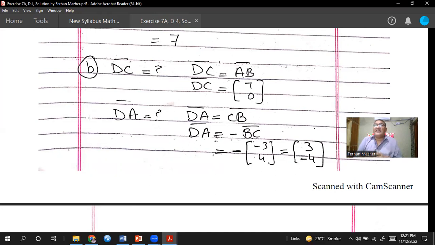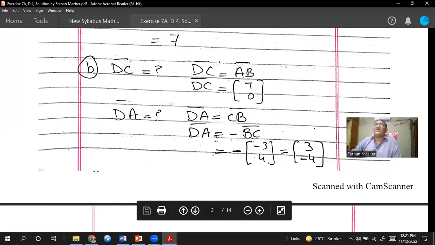In the same way, the DA is questioned. The DA, according to that diagram, will be equal to the CB. The DA, which is the CB, is basically minus BC. So minus, and I know the column vector of the BC, which is minus 3, 4. Because here we have a negative, the signs will change. So it will become 3, minus 4. So this is how you will do this question.